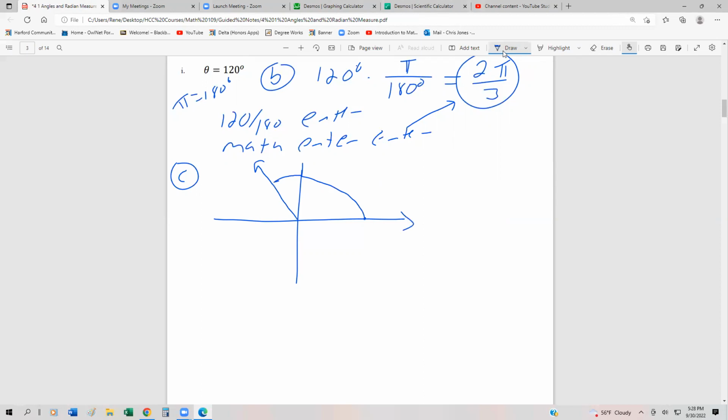The initial ray is the x-axis, always in standard position. And then the terminal ray is just going to be wherever we end. So let's call this theta, which is 120 degrees. And we know theta is going to terminate in quadrant 2. Remember the quadrants 1, 2, 3, and 4.